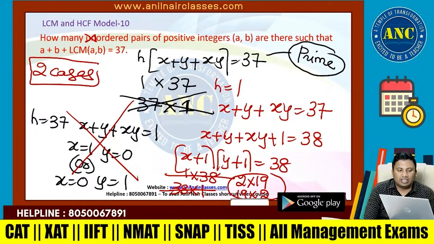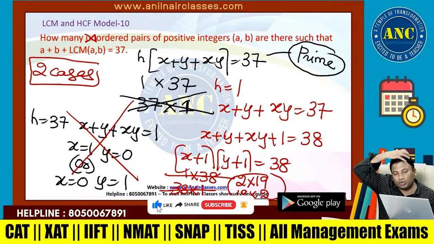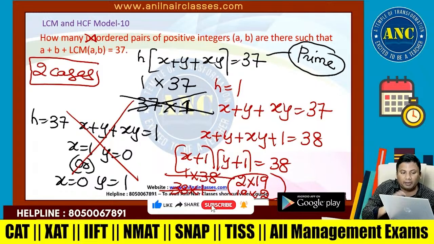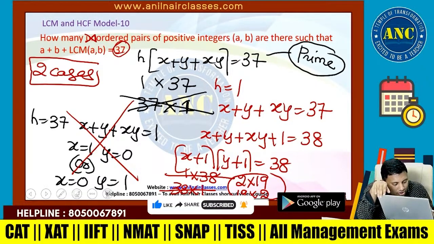Please see this again and again. We are not assuming A and B as coprime. We are taking A as H into X and B as H into Y, and then taking that into consideration. A and B are not coprime. X and Y are. One more question, we will do it.